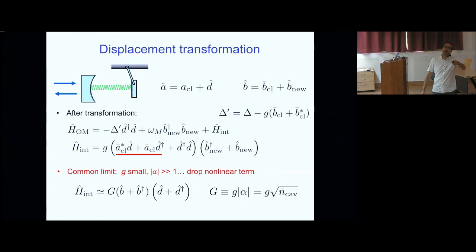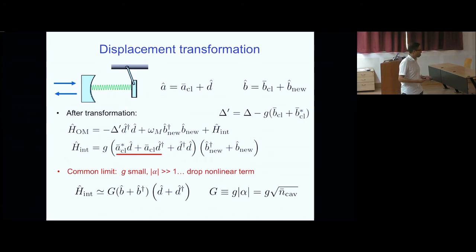And now what does my interaction look like? Well, I started with A dagger A couples to B plus B dagger. So now when I expand that out using this formula here, I see that there's two parts to the interaction. There's a part that's linear in D and D dagger, and that's enhanced by this alpha CL. This is the classical amplitude in the cavity that I've induced by driving the cavity with a coherent laser. So that alpha CL can be very, very large if I crank up the laser power. And then I still have this quantum nonlinear part, the D dagger D.